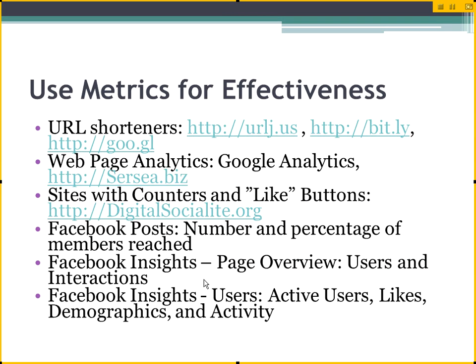Use metrics for effectiveness. So you want to be effective. You want to know, are people clicking on the links? Are people visiting your sites? Are people engaging, yes or no? So URL shorteners, they're good because they shorten big website names. But they're also good because you can actually see who clicked on the link, where they are from, when they clicked on the link, and how many people clicked on the link. And that's important to realize if you're really getting better from last month and the previous month and so forth.